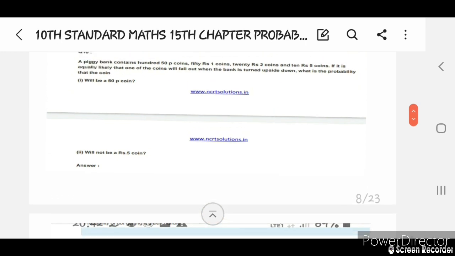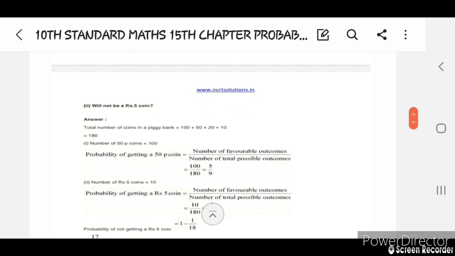Next, a piggy bank contains 100 fifty paisa coins, and one 50 rupees coin. It also has two 20 rupees coins and ten 5 rupees coins. It is equally likely that any one of the coins will fall out when the bank is turned upside down. What is the probability that it will be a 50 paisa coin? Next, what will be the probability that it will not be a 5 rupees coin?